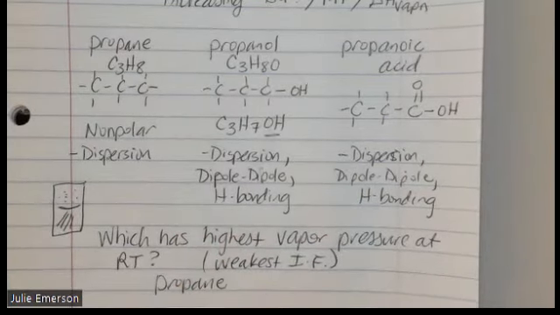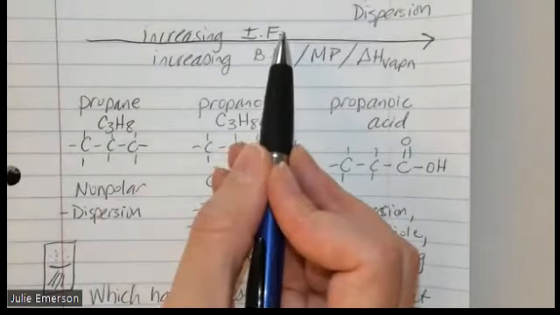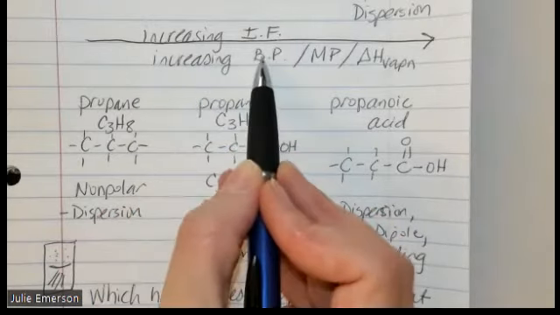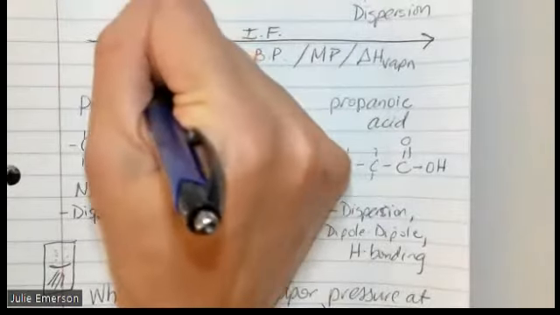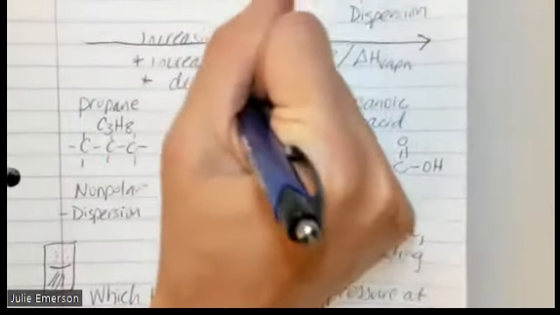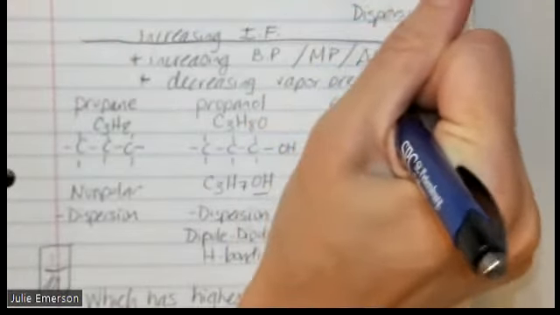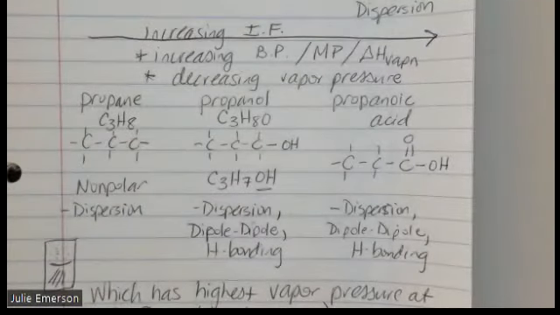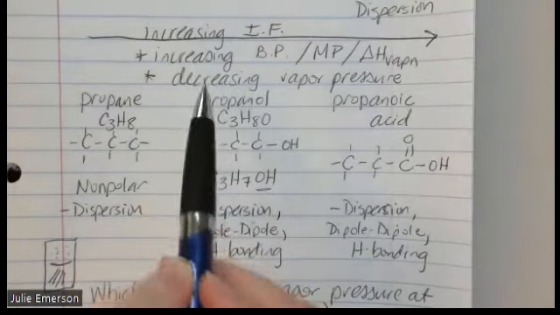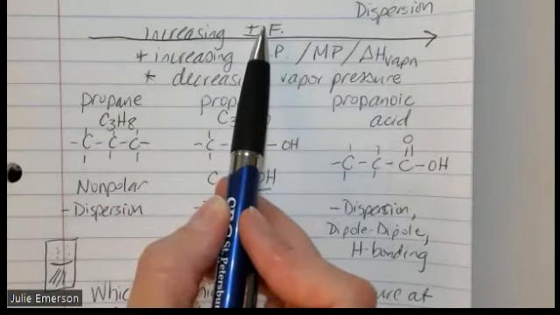So if we're looking back at our scale up at the top here really quick, when you have increasing intermolecular forces, that means increasing boiling point, melting point, heat of vaporization. And it also means that you're going to have decreasing vapor pressure. So you might see that as well, given a list of compounds, which one has the lowest vapor pressure or which one has the highest vapor pressure. Just remember, this one is backwards. So if it asks you for the highest vapor pressure, that means the lowest intermolecular forces.